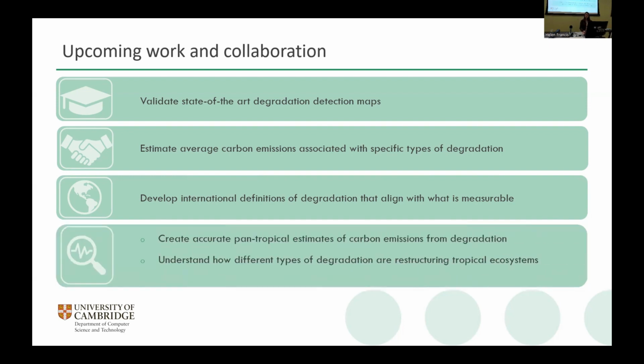Then we're looking to extend our own data set. We'd like to create accurate pan-tropical estimates of carbon emissions from degradation, getting back to that uncertainty that we talked about at the beginning. We'd like to understand how different types of degradation are restructuring tropical ecosystems, including these interesting patterns in the understory and upper canopy. So that's all from me.